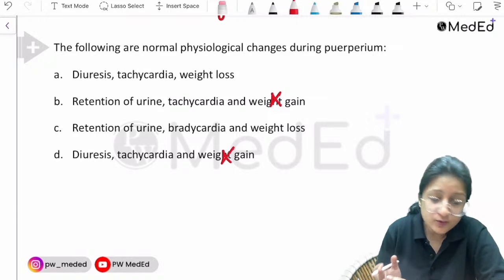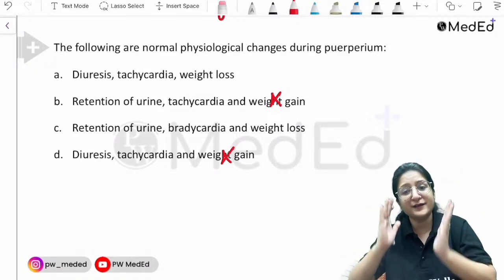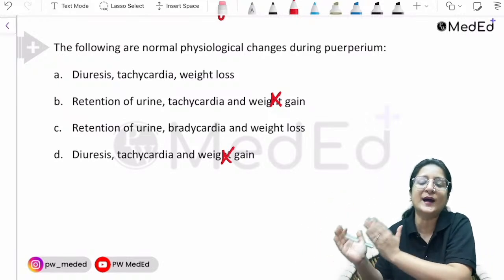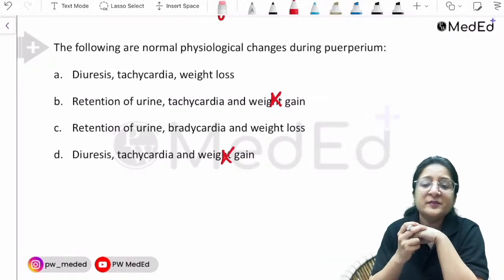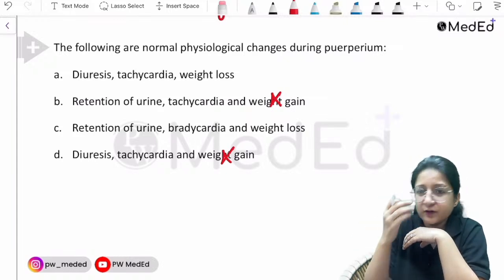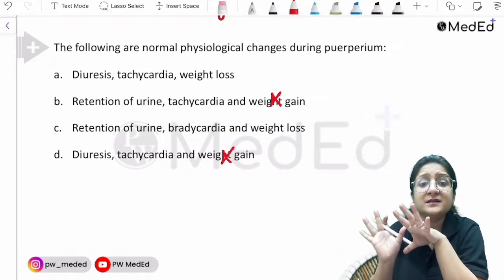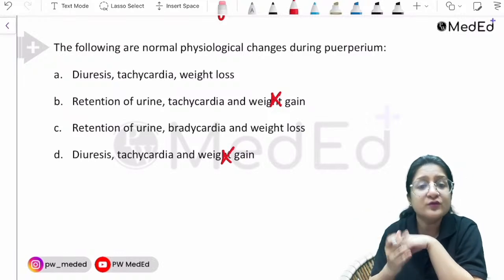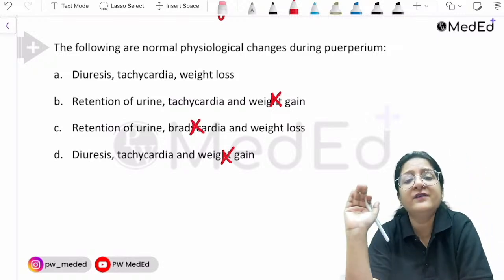Now you know why there is tachycardia: during the 9 months of pregnancy there is tachycardia. So it will take some time for the heart rate to settle down and come back to the non-pregnant state. Tachycardia in the immediate postpartum period could also be because of pain. Maybe that is responsible, but at least bradycardia won't be there. That is absolutely not okay. So bradycardia is not there, that's why I will rule this out.